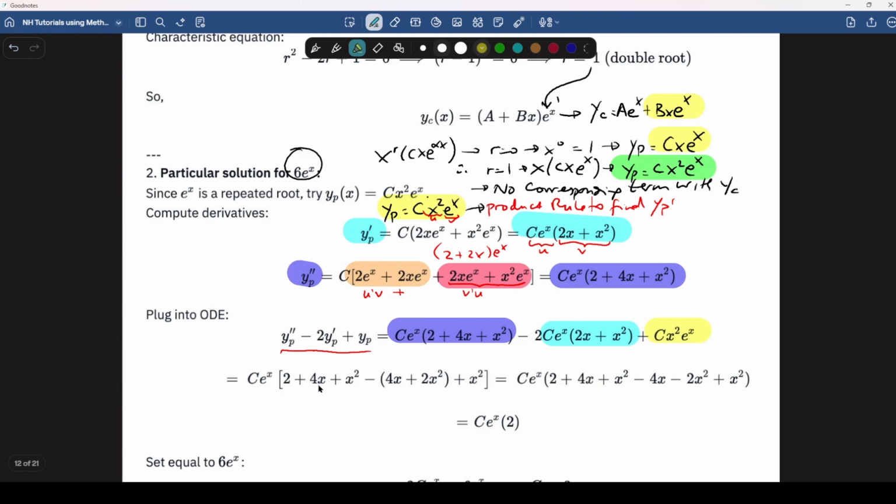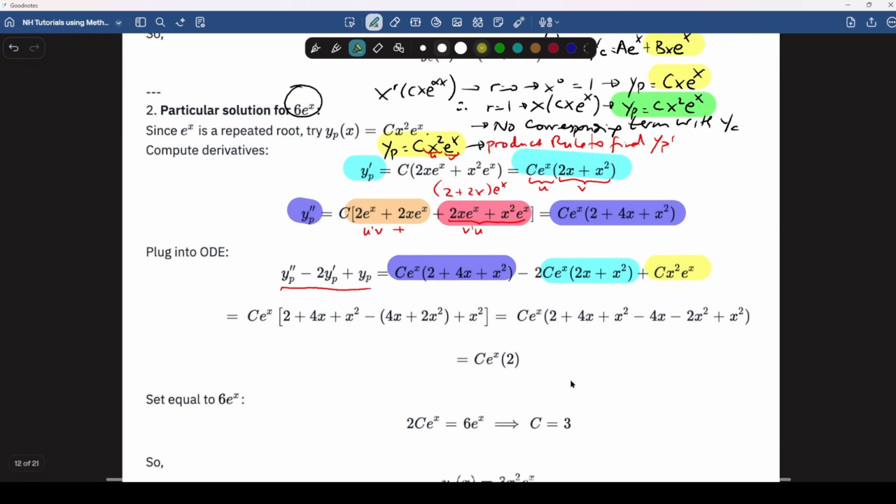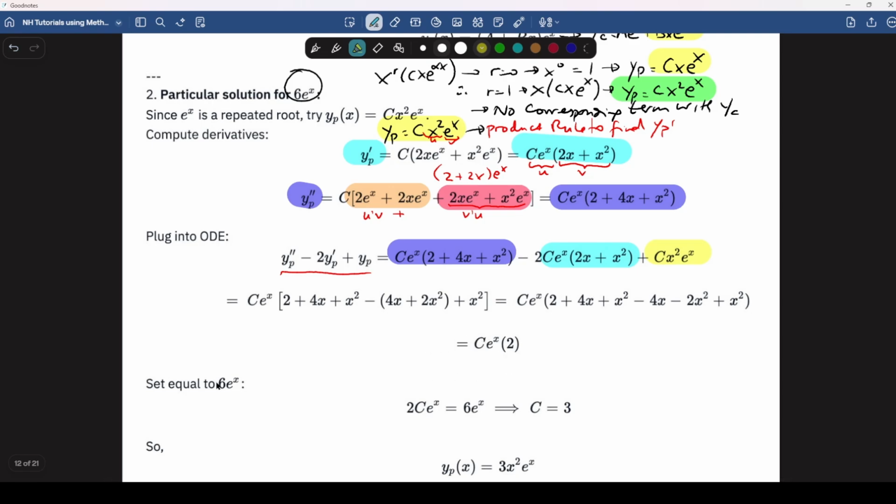And then the next is processing. Take out the common factors, in this case c times e to the power of x. And the next step is equating. After you process the whole thing, it will simplify, or reduce, to only c times e to the power of x times 2. This is the left side, if you like: a constant times 2 times e to the power of x. Set this to be equal to the f of x. This is our f of x, and this is our right hand side.